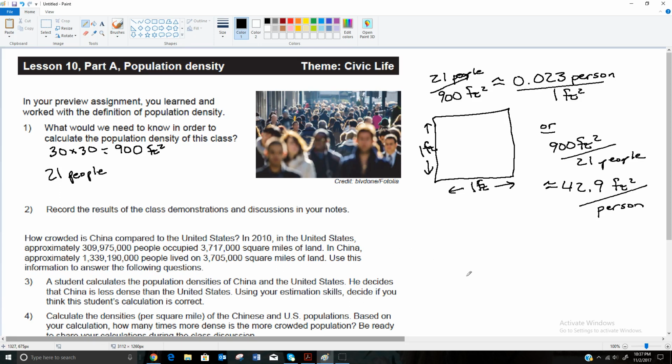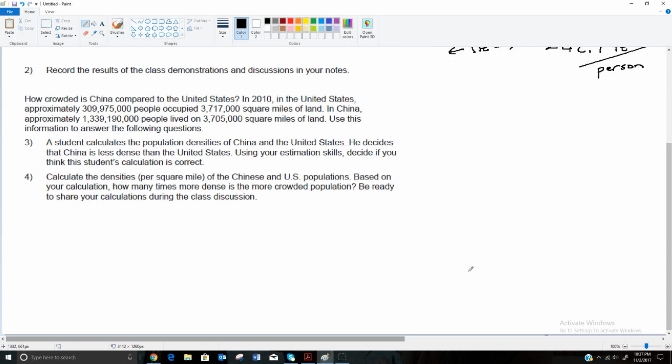So let's go down here and look at China versus the United States. It says a student calculates the population densities of China and the United States. He decides that China is less dense than the United States. Use your estimation skills to decide if this is correct. So if we go up to the top and look at the sizes and the populations of the two countries, let's see if he's correct or if he's got some things mixed up.